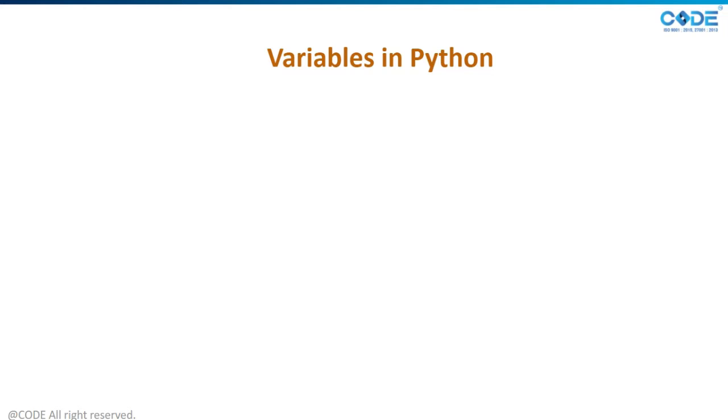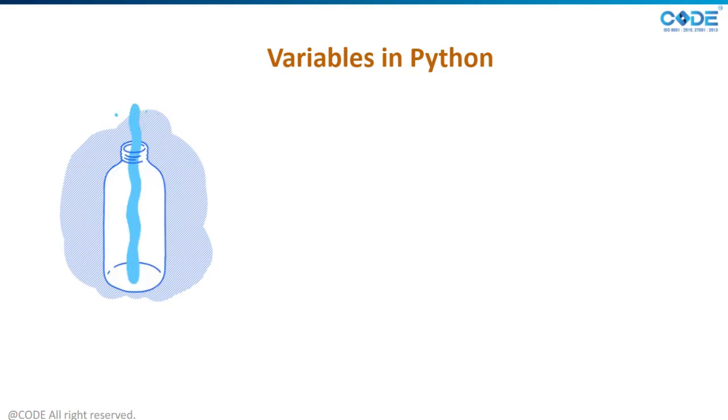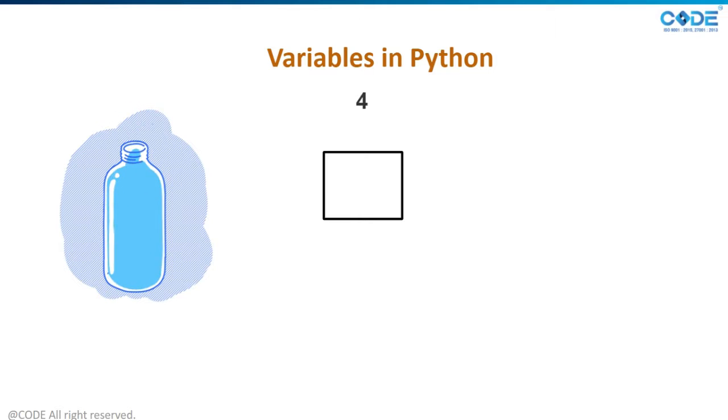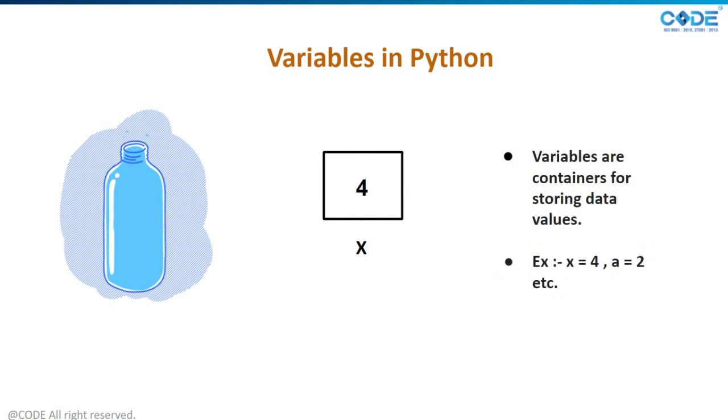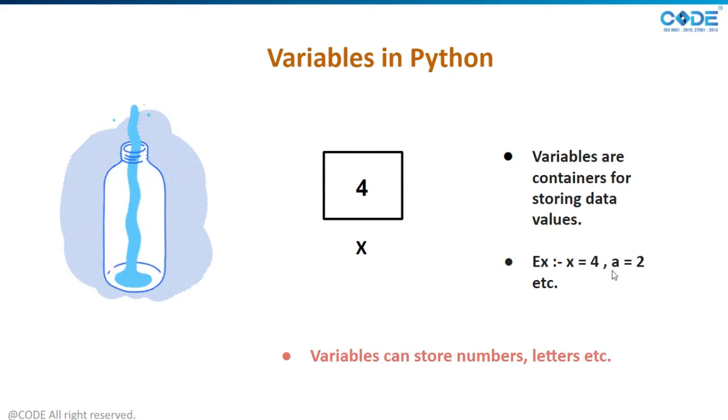To understand this, let's start with some example like water bottle is a container to store water and we can use it anywhere in school, coaching or at home. Likewise, in Python also variables are containers to store some values. For example, x equals to 4 and a equals to 2, etc. Here in this example 4 is the value stored in x name container and similarly for 2 also. Variables can store number, letter, etc.